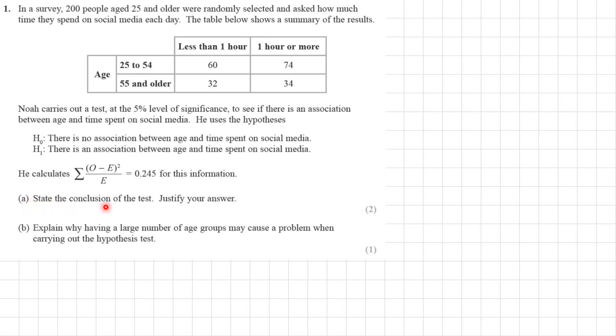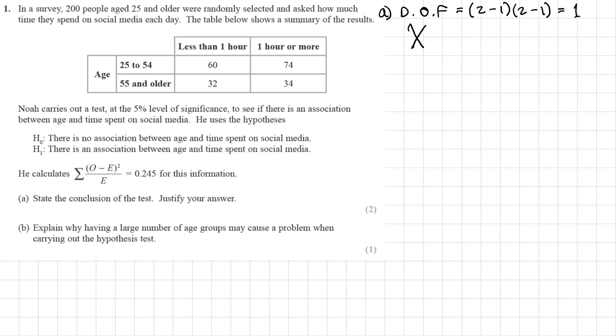Part A, state the conclusion of the test, justify your answer. Well, to state a conclusion, we need a critical value to compare this test statistic with, and to do that, we need to calculate the degrees of freedom. Even though you can calculate degrees of freedom in your head, always write down the calculation. For a two-way contingency table like this, it's the number of rows minus 1 times the number of columns minus 1. So that's just 1 times 1, so it's 1. So we have 1 degree of freedom.